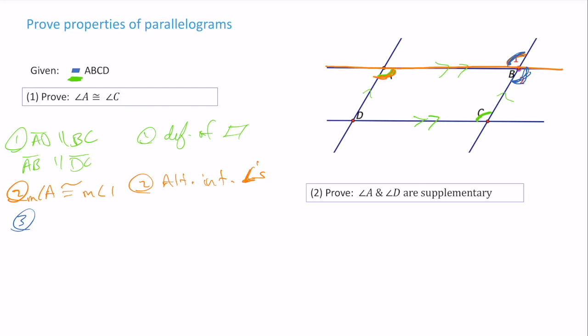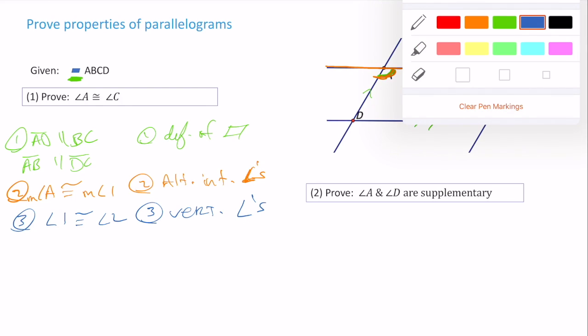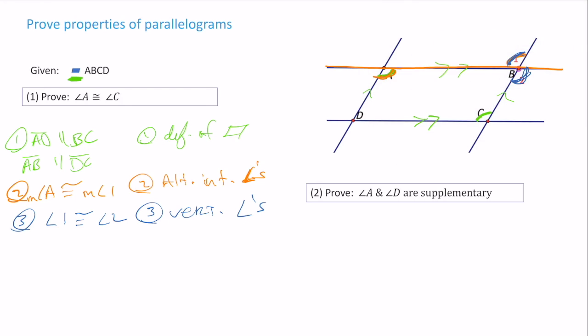So 3, angle 1 is congruent, I can write it as congruent, that's fine. It's congruent to angle 2 because those are vertical angles. And then next we'll hop on over here. I know that angle 2 is congruent to angle C because those are alternate interior angles, just with a different transversal now. So now I know 4, angle 2 is congruent to angle C, because those are also alternate interior angles.